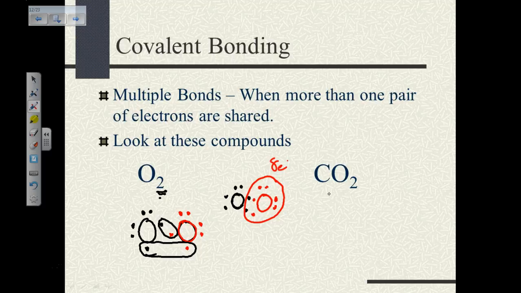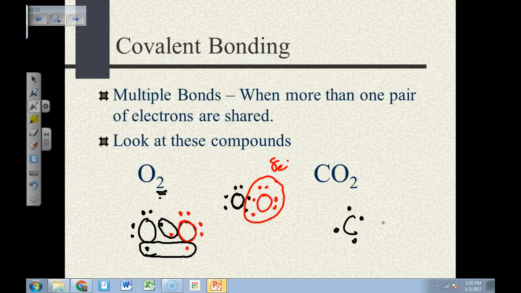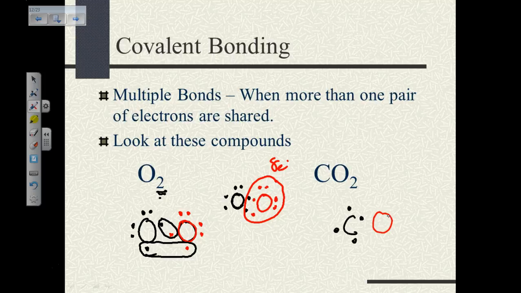This happens also in carbon dioxide, CO2. We'll put carbon in the middle. Carbon has 4 valence electrons, so it needs to somehow get 4 more electrons in order for its valence to be satisfied. While oxygen, we can go 2, 4, 6, and we can share these 2 and these 2. Now we can do it on the other side, and we can go 2, 4, 5, 6, and we can share those 2 and those 2.